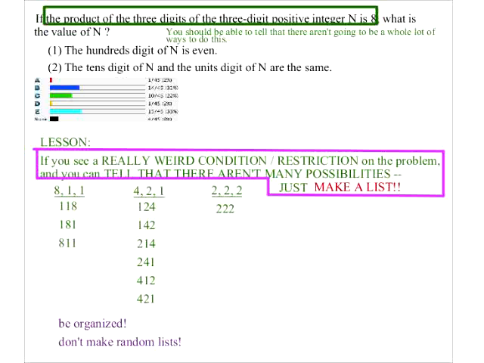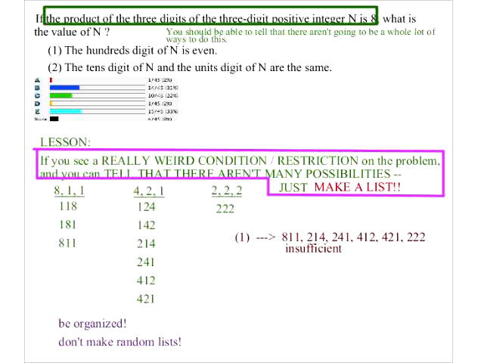So statement 1, the hundreds digit is even. That could be 811. It could be 412, 421, or 222. So that's insufficient. Actually, the 200s could work too, so you could also have 214 and 241. It's actually every single one of them except for 124 and 142.